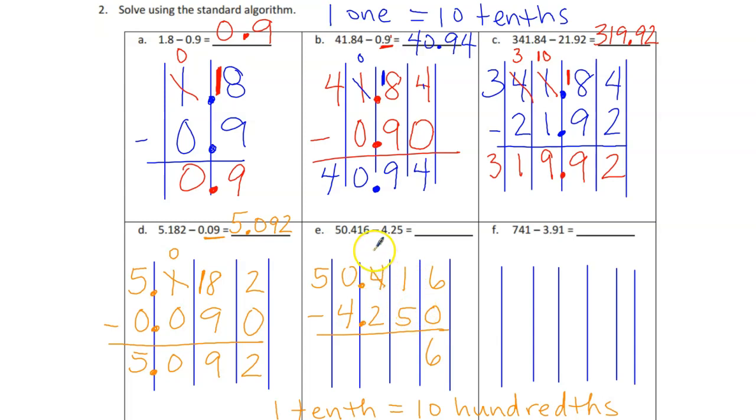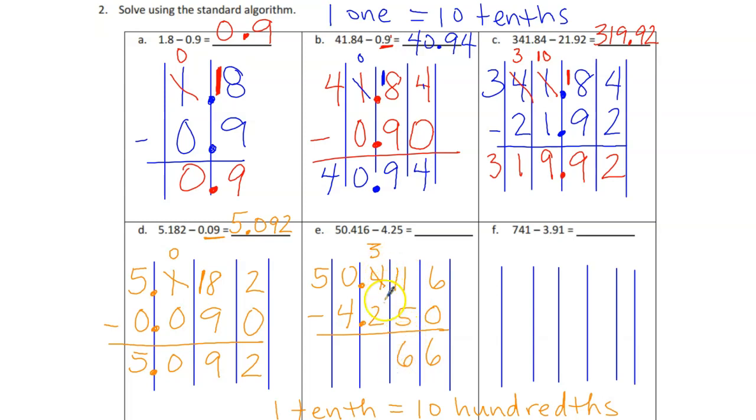I'm going to rename one of my tenths. So instead of having 4 tenths, I renamed one, so I only have 3 tenths now. The 1 tenth that I renamed, I'm going to rename that 1 tenth as 10 hundredths. So instead of having 1 hundredth, I'm going to add 10 to it. Now I have 11 hundredths, because my 10 plus my 1 is 11. 11 hundredths minus 5 hundredths, and that's going to give me 6 hundredths.